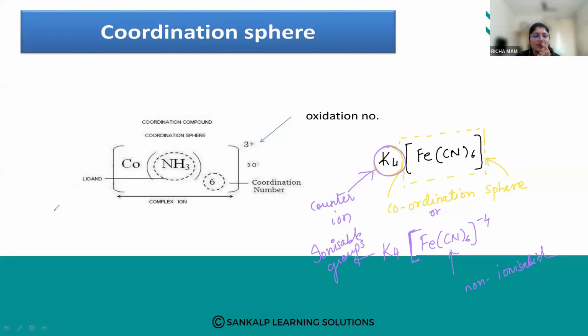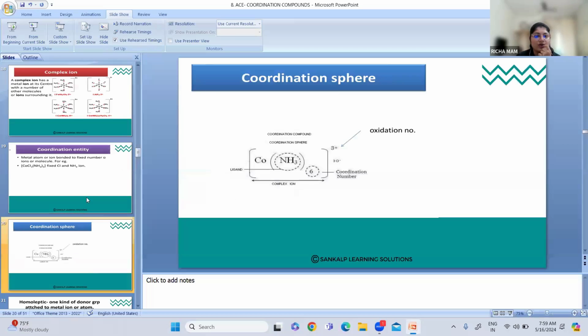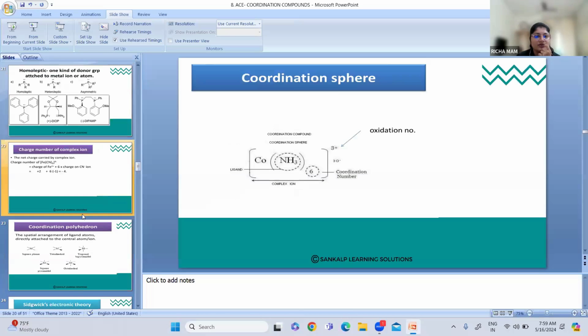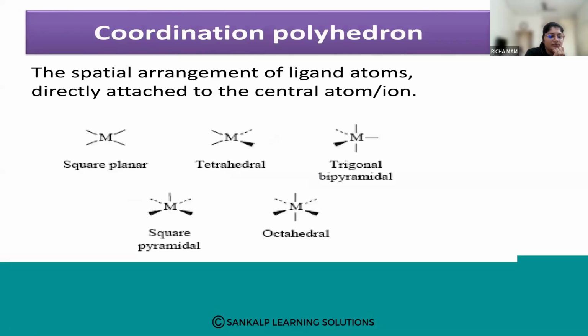Fine. Next we are going to see the coordination polyhedron. What do we mean by coordination polyhedron? It is the spatial arrangement of the ligands which are directly attached to the central metal ion, meaning how the coordination structure is represented.